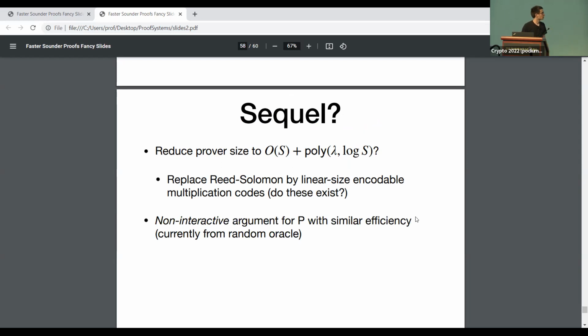Another interesting open question is to make this whole scheme non-interactive, or to get any scheme that has a similar polylogarithmic security parameter overhead from a standard assumption. So right now you can take the scheme and Fiat-Shamir it, and prove that it's secure in the random oracle model, I think. But maybe if you don't like the random oracle model, you might be interested in doing it from a falsifiable assumption.